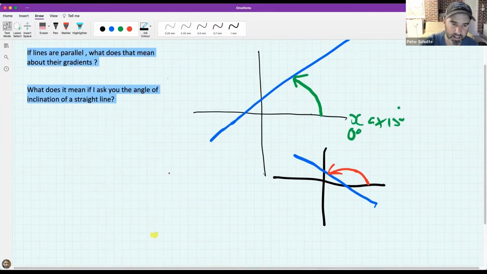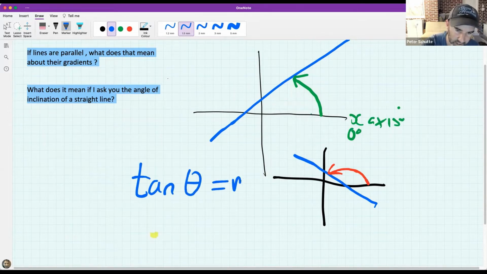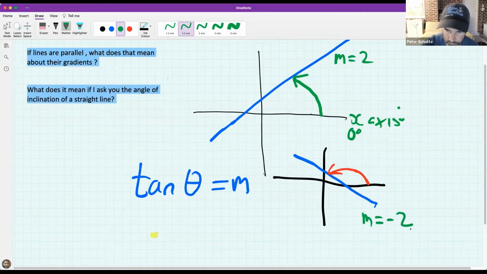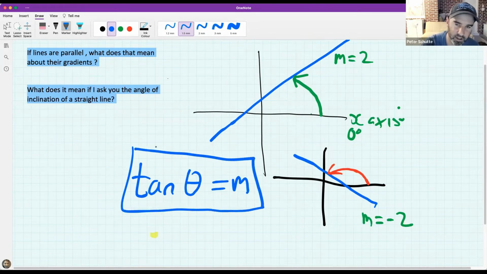And so later in the lesson, I'm going to talk to you about an important formula that we use when we deal with the angle of inclination. It's called tan theta equals m, where m is the gradient of the straight line. So if you imagine, like in this picture, the gradient here might be m is 2, and the gradient in the second one might be m is minus 2. We're going to learn about how to relate this formula to this idea of the angle of inclination. Now, you don't have to know it yet. I'm just warming up and giving you a preview of where we'll get to later in the lesson.